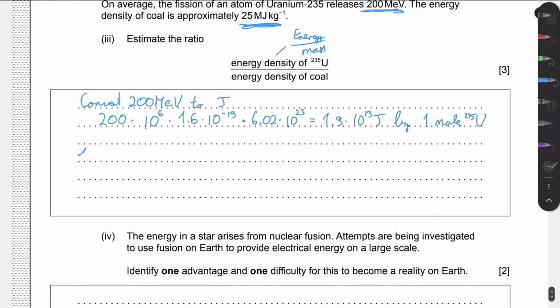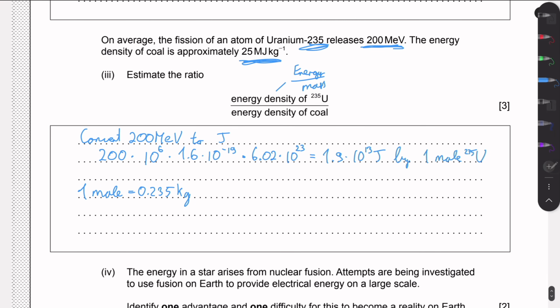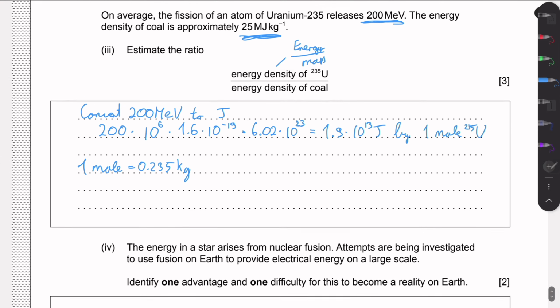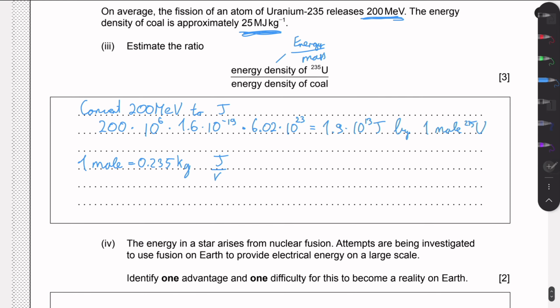And then we know that 1 mole is equal to 0.235 kilograms. As we know, 1 mole is 235 grams. So we want joules per kilogram, as that is the units of energy density. So that will just be 1.9 times 10 to the 13 divided by 0.235. So that will be 81 times 10 to the 12 joules.